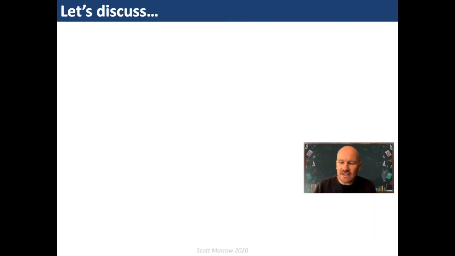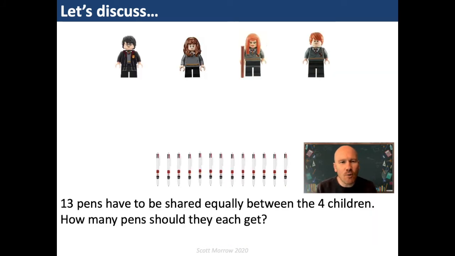Okay, let's have a look at the second problem. And in the second problem, we've got the same 4 children. And this time, it's not cookies that have to be shared out, it's pens. So we've got 13 pens to be shared equally between the 4 children. How many pens should they each get? Now, initially you might think, well, this is just the same question, only instead of cookies, we've got pens. So therefore, the answer must be the same. But let's think about this problem.